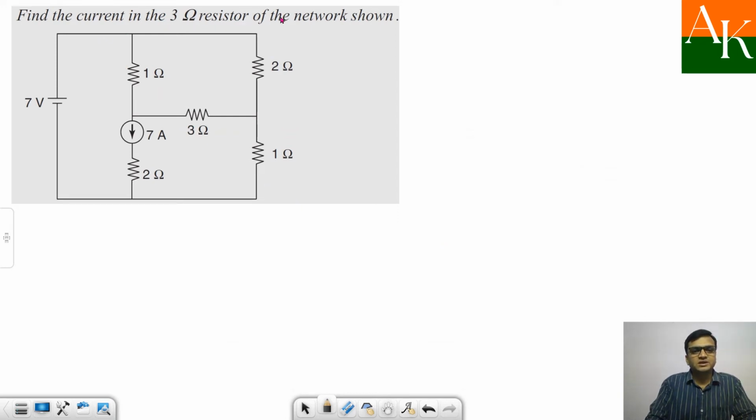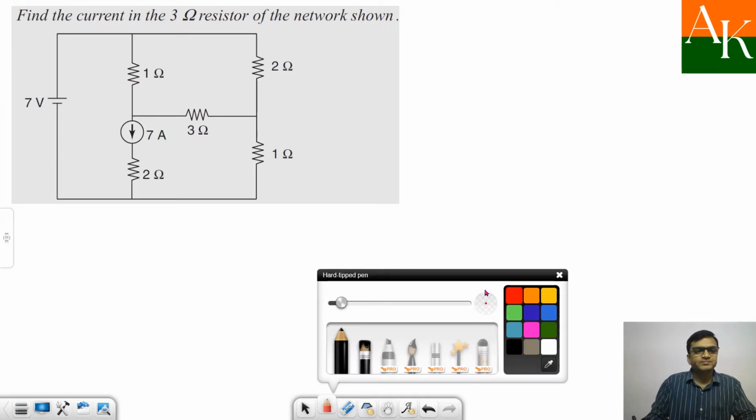Find the current in the 3 ohm resistor. So the 3 ohm resistor is over here, and you have to find the current using, of course, mesh analysis. If they have not mentioned, we'll prefer mesh analysis. So if you see over here, there are three meshes.